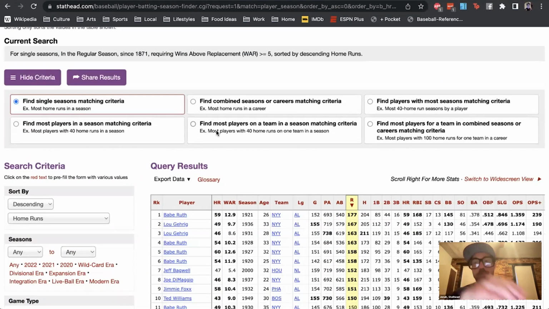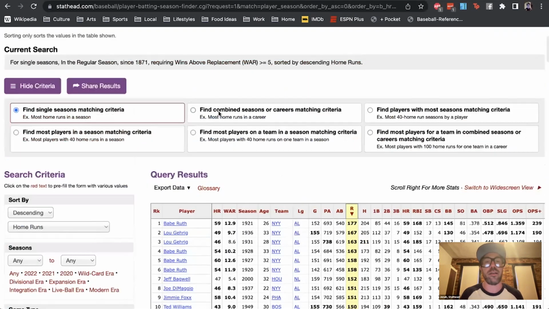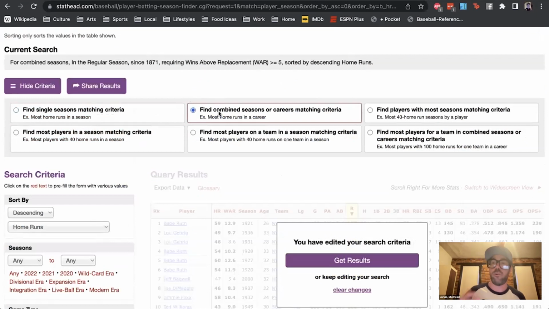But then the third part that I want to mention is this top thing here. These are the search types. And what these allow you to do is change the nature of the question you're asking. So right now we're asking about single seasons with five WAR. In theory, we could ask combined seasons or careers with five WAR, which would be a ton of players. We probably want to add a zero, go who had 50 WAR in their career or who had 25 WAR in the 2000s, stuff like that. So we would do that there.